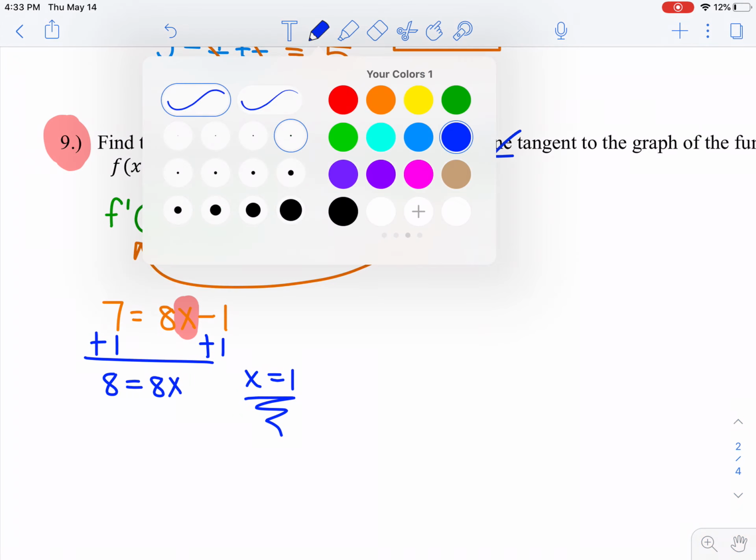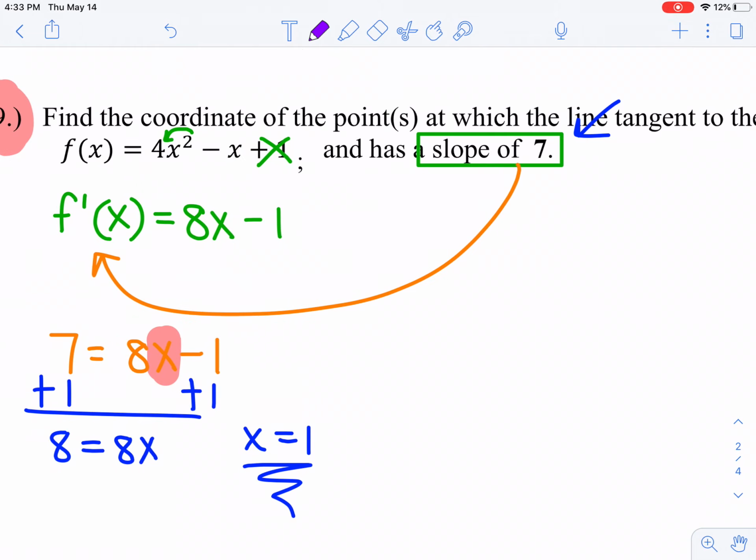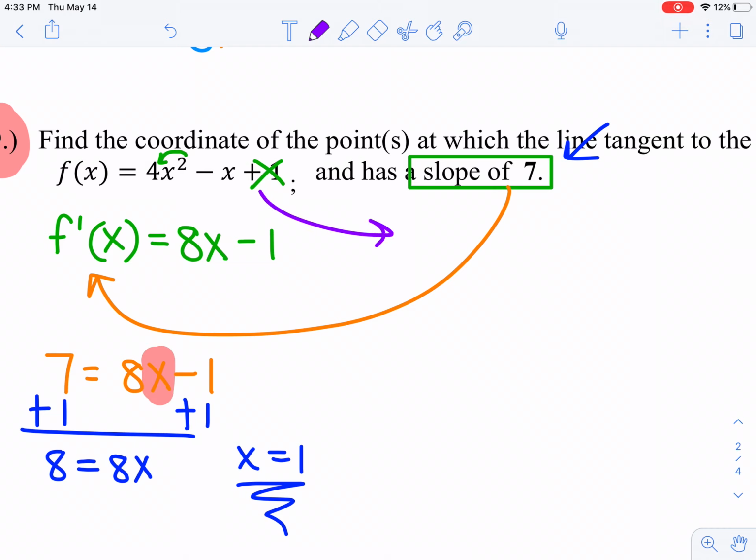I just need to find the y value. When I'm finding a y value from a function, I have to plug back into the original function. I'm only plugging into the derivative if I'm finding a slope. I want to find the legit point, so I'm going to plug into f of x.